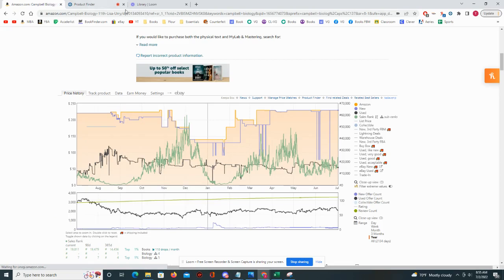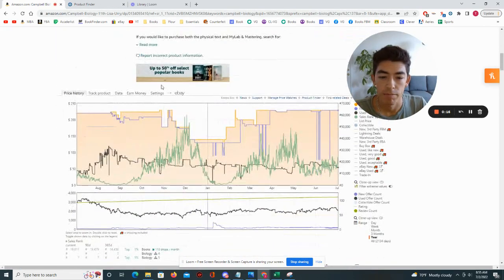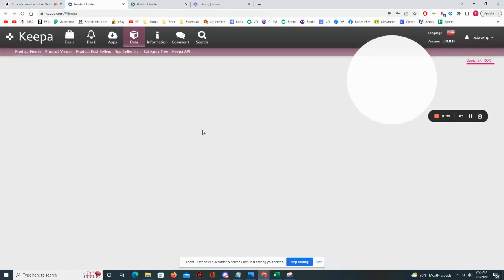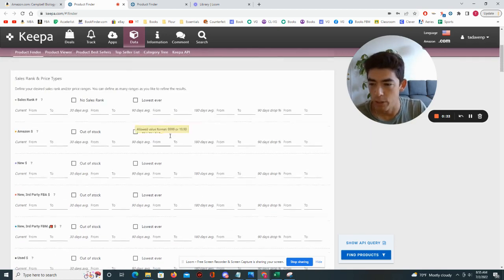The way that you can find this tool is by typing in the name of any book and going down to the Keepa Graph. You'll see that there's this product finder button right above the graph. That's going to take you to this page here. And this is going to allow you to access Keepa's API to input certain parameters for books that you want to return results for. And I'll get right into it just to show you how it works.